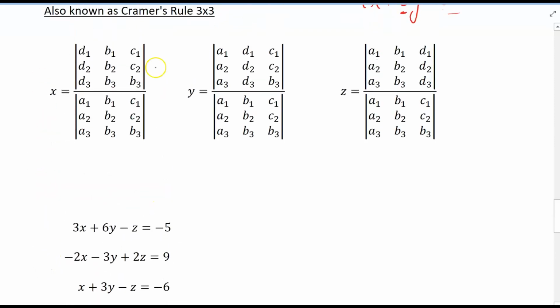Notice that it is two 3x3 determinants with a division in between. So you get this value, you get this value, you perform the division. Okay? All right.